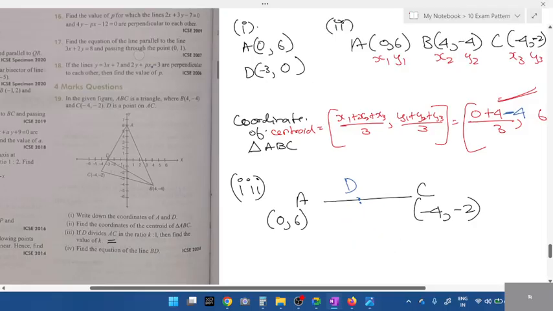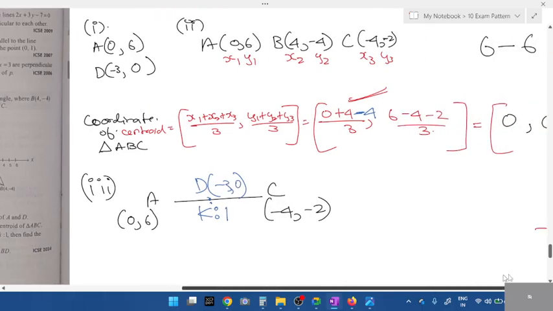Okay, let me write it. If D divides AC in the ratio K is to 1, then find the value of K. What is the D value given? What is D coordinate? 3, 0. We'll solve this.